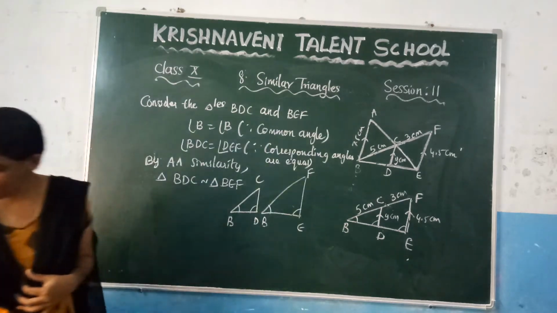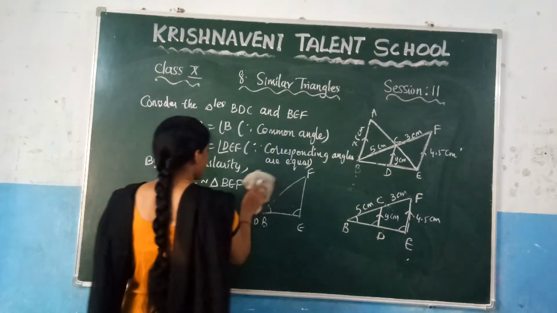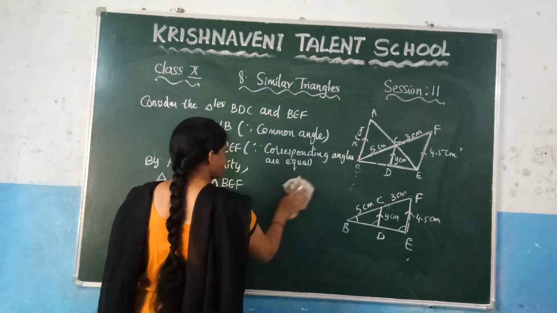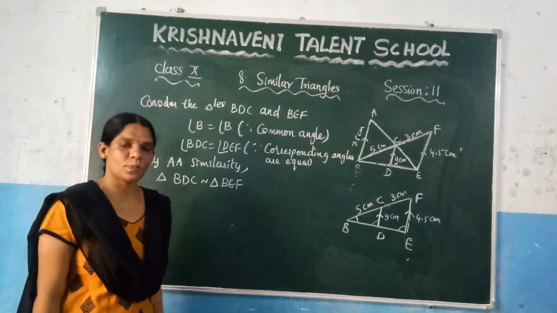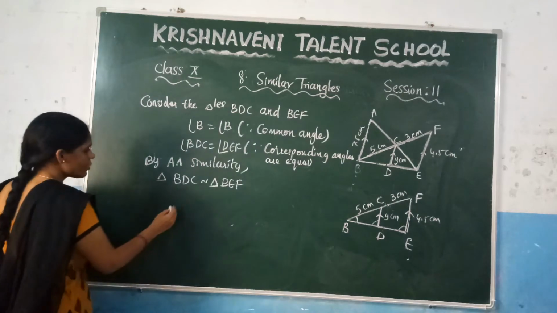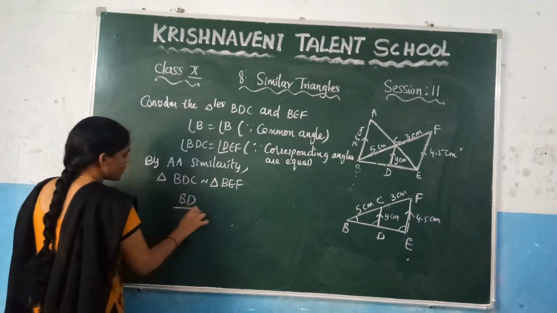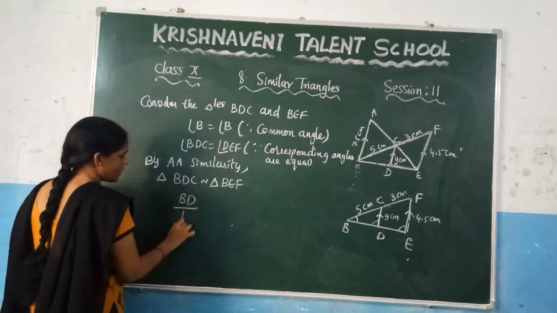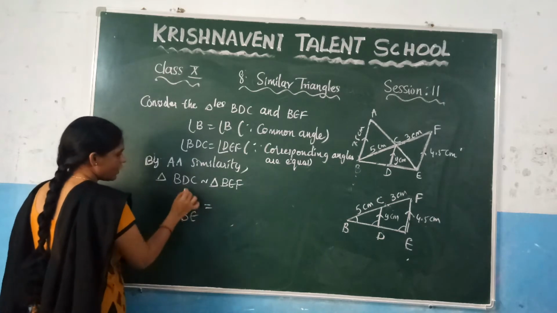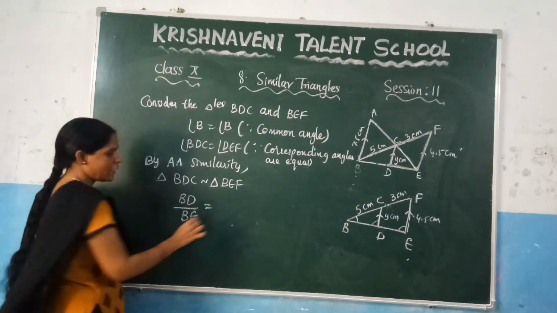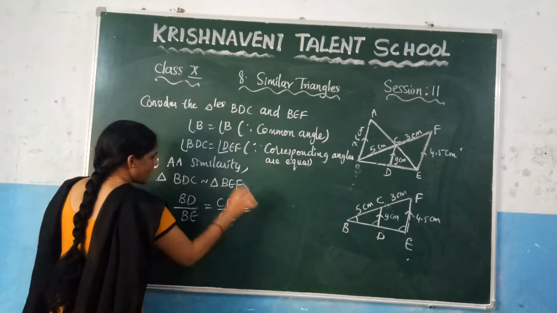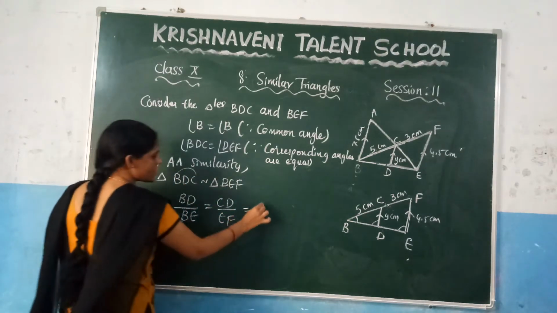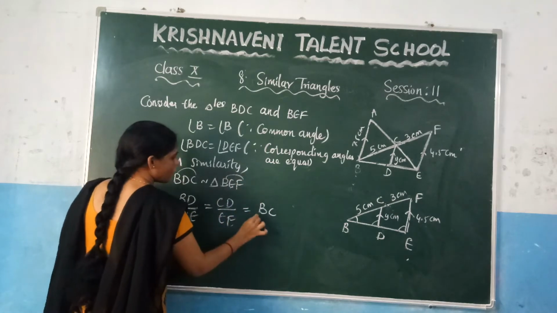Now you can apply that the corresponding sides are proportional, right? Since these two triangles are similar, their corresponding sides are proportional. So write it here BD. What is the corresponding side of BD, which is BE, is equal to what is the corresponding side of CD, which is EF, and what is BF.